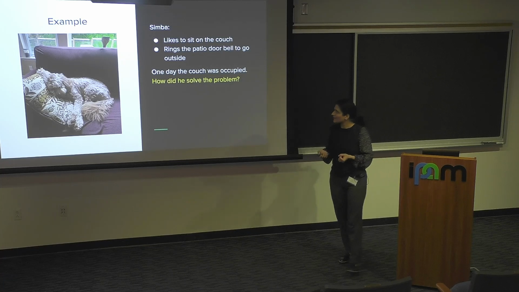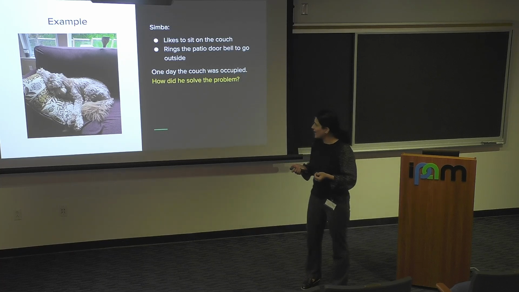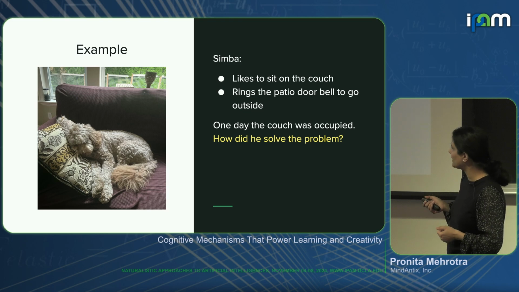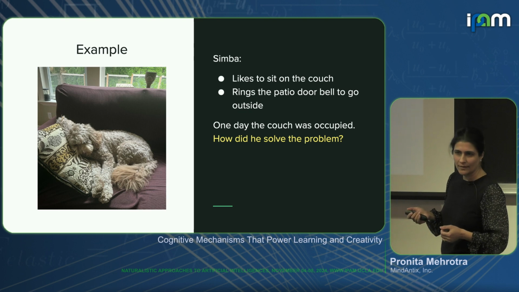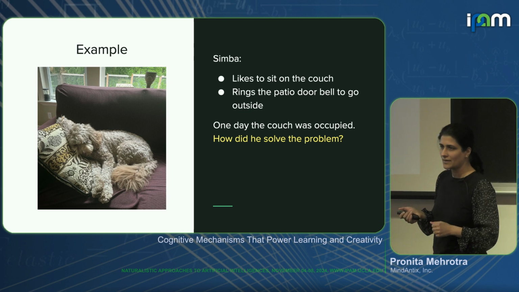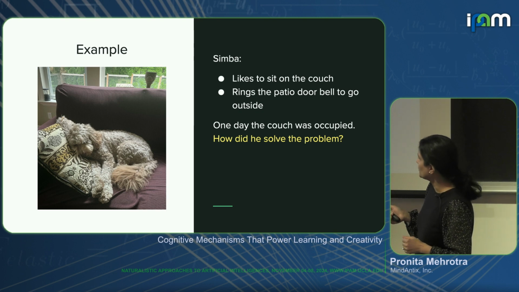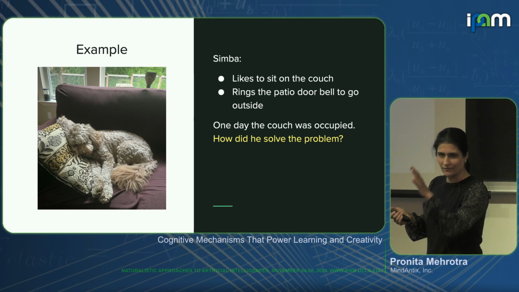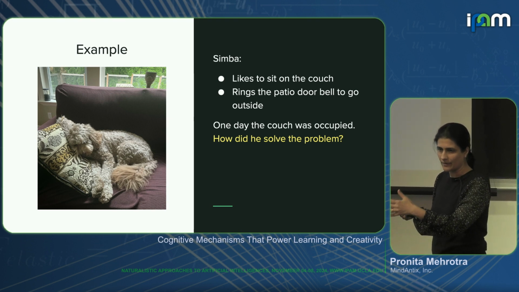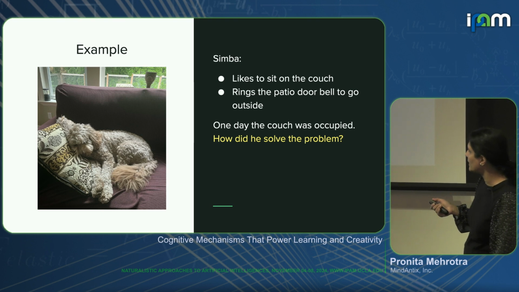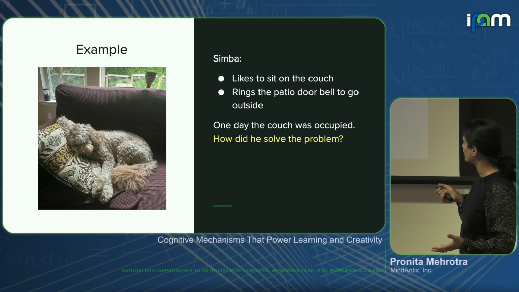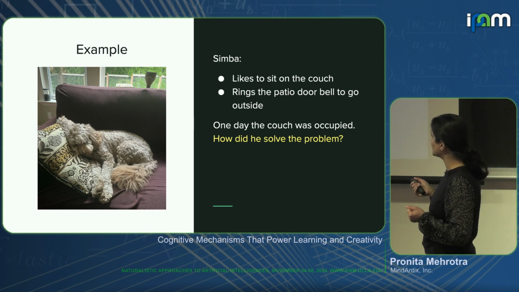So here's an example. This is our dog, Simba. Other than being a Labradoodle, this is one of his favorite spots in our living room. He likes to sit on this couch. There's a patio door on the left of this image that leads to the backyard, and we have a doorbell that he rings whenever he needs to go out. When we trained him, he was trained on that. So he knows these two things: he likes to sit on the couch, and he rings the patio door bell to go outside.